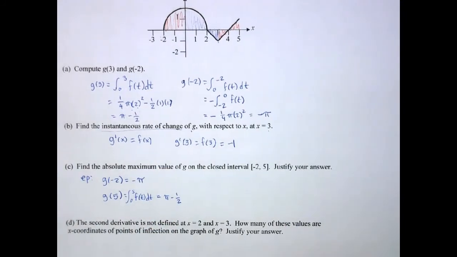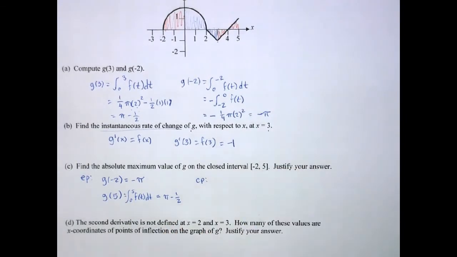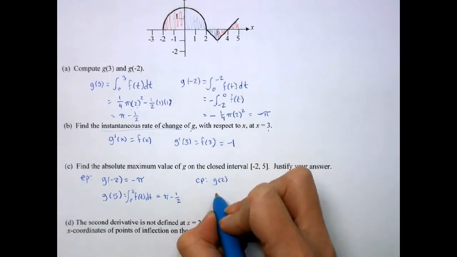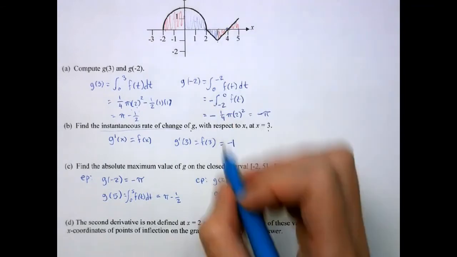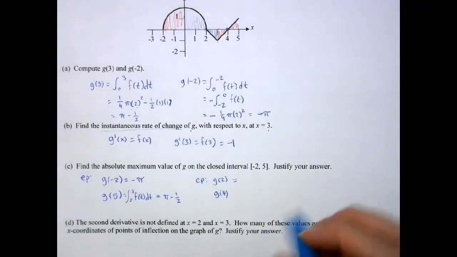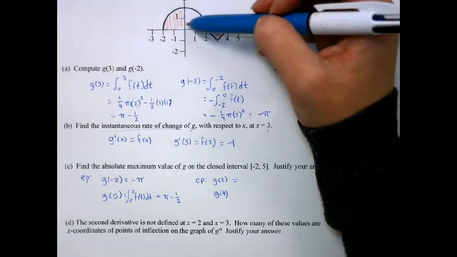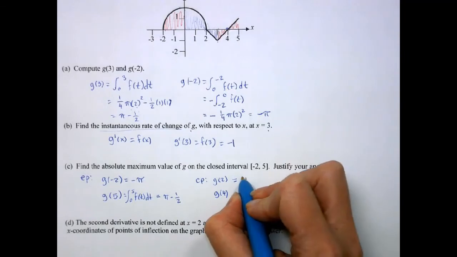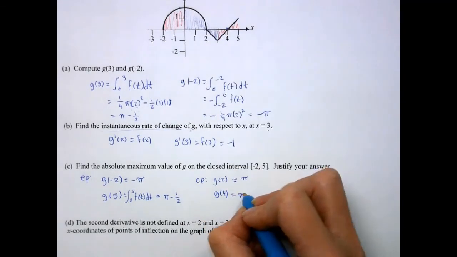Okay, and then the critical points, we have two critical points, g of 2 and 4, because that's where our derivative is 0. G of 2 is going to be the integral from 0 to 2, so that's going to be pi that we've already calculated. G of 4 is just going to be that minus this area, so -1.